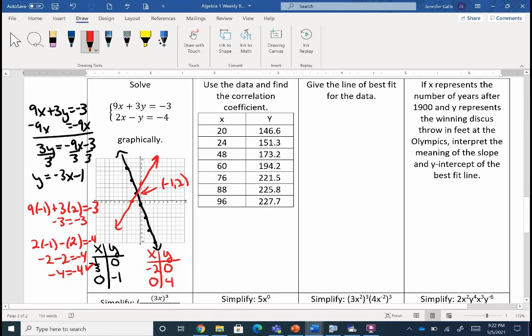The next 3 questions, they go together. We're going to use that same data set for the next 3 questions. We're going to use our graphing calculators to do this. If you've never used a graphing calculator before to find the correlation coefficient, that's okay. I'm going to walk you through that right now.